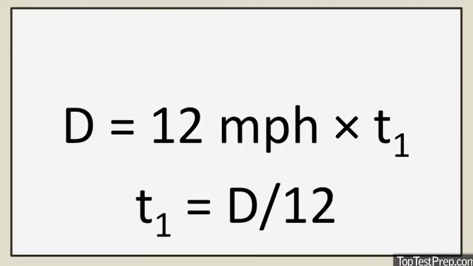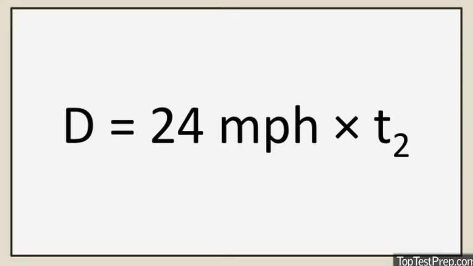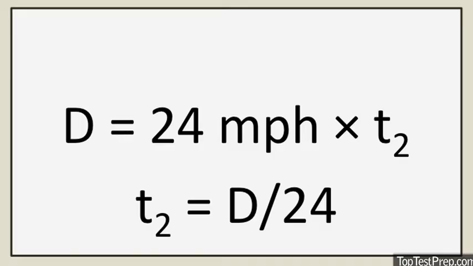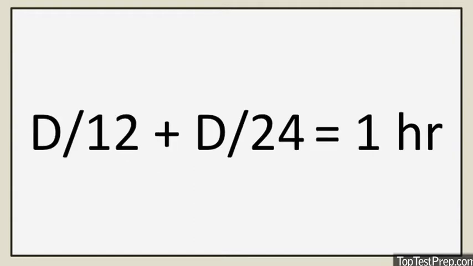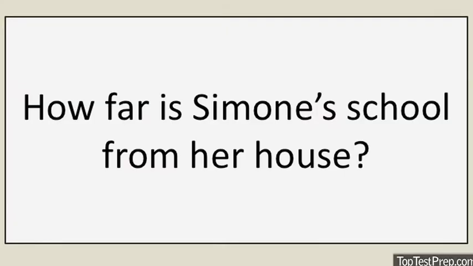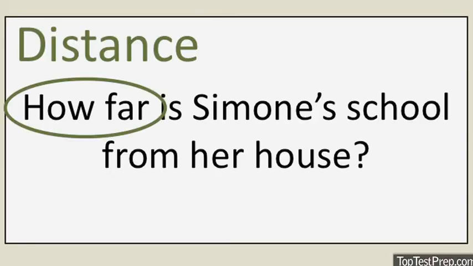Using our first equation, we can solve for T1. Using our second equation, we can solve for T2. Finally, we can plug our values into our third equation. D over 12 plus D over 24 equals 1 hour. Remember the prompt, which we underlined. We're solving for the distance here, D.